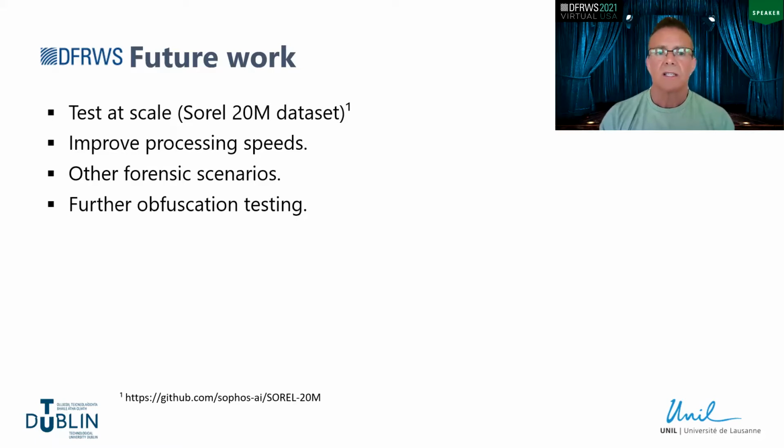It could be applied to other forensic scenarios. So one that comes to mind would be, say, file fragment identification. And again, because we're dealing with compression, that is a possibility. And then obviously further obfuscation testing, to test on the likes of packing or encryption and see if EHF can pick up any of those kinds of obfuscated samples that are within a data set.